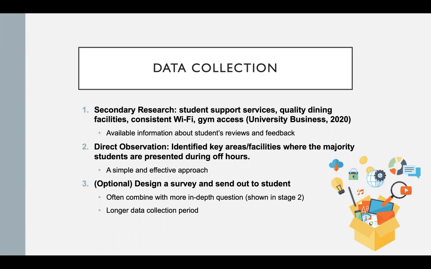Secondly, the next method is direct observation. We try to identify the key areas and facilities where the majority of students stay during off hours. It's very simple and effective. The research team can just walk around the campus during off hours and observe those places most students choose to stay, such as cafeteria, library, residence, or gym.